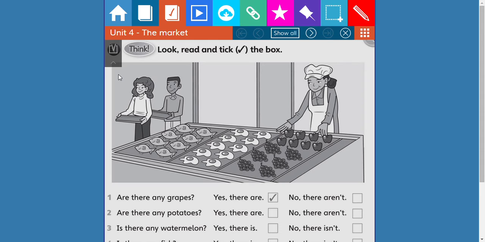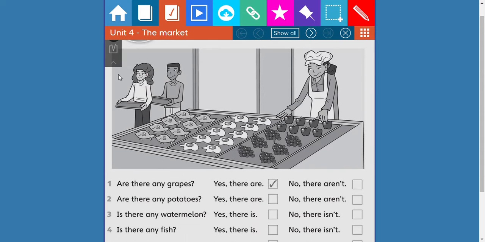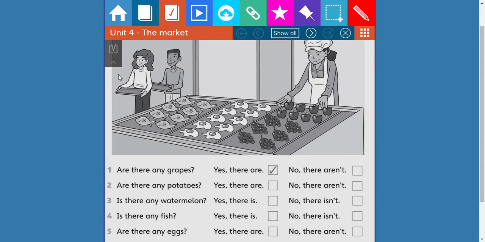Are there any grapes? Look at the table. Are there any grapes? Yes, there are. Number 1 is already done. Now let's ask and answer a question number 2. Are there any potatoes? No, there aren't. There aren't potatoes.